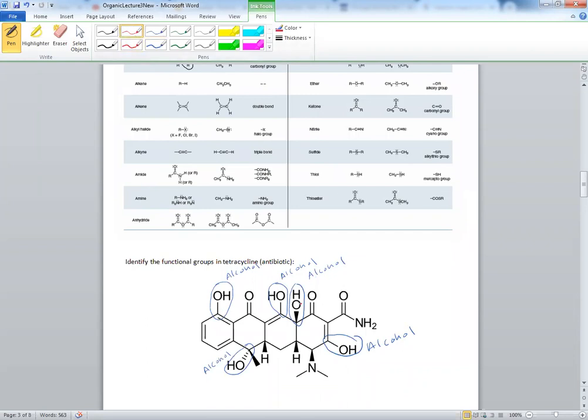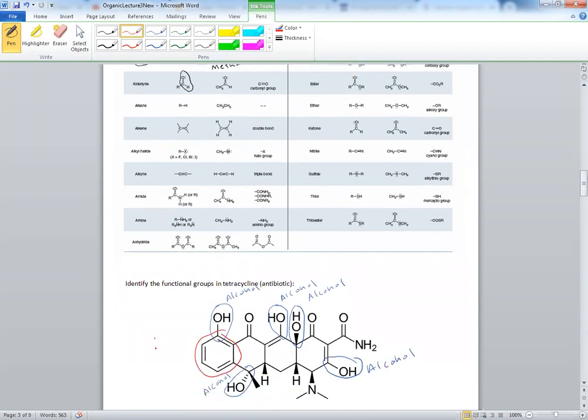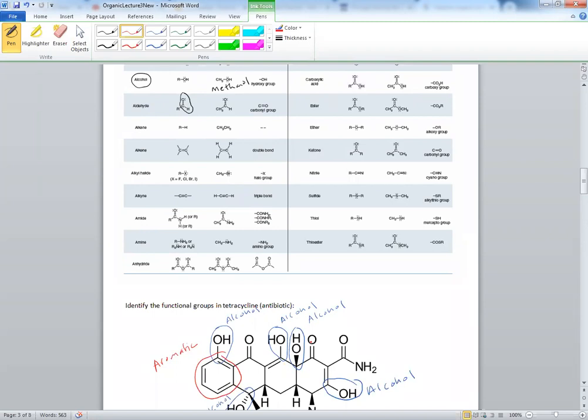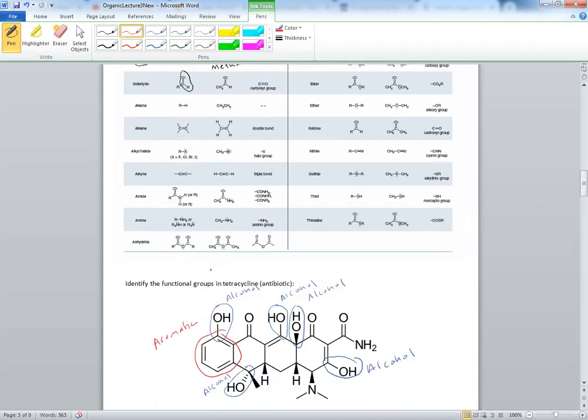Well, I have a benzene ring, an aromatic, remember? Right here, an aromatic compound. So you can call it an aromatic. I only have one. Okay, I'm finished with the alcohols and the aromatics. Let's see what else I have.